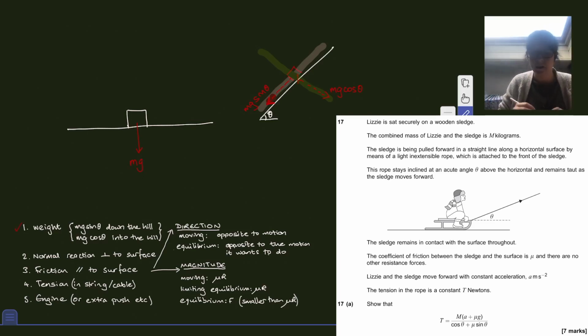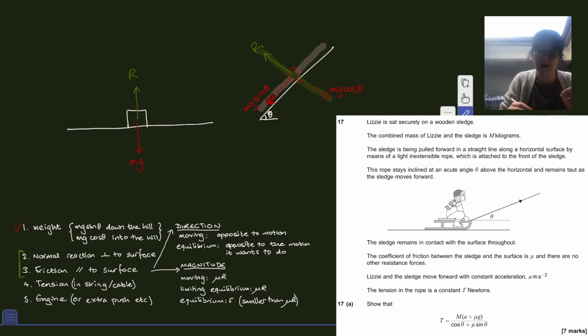Now the normal reaction. Now the normal reaction and the friction, these two, we only need to think about these when we've got something in contact with the surface, which we do here. The normal reaction is always perpendicular to the surface. So if I was on a slope, my normal reaction would go like that, perpendicular to the surface. And then the friction, now this is obviously the more difficult one. We have to answer 2 questions about the friction. Question number 1 is what direction is it going in, and question number 2 is how big is it. Question number 1, which direction is it going in?